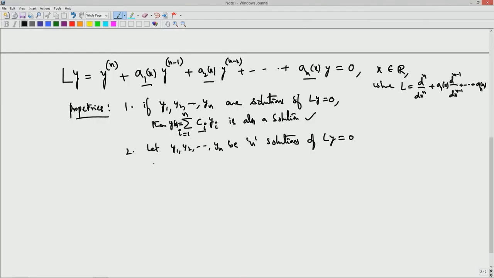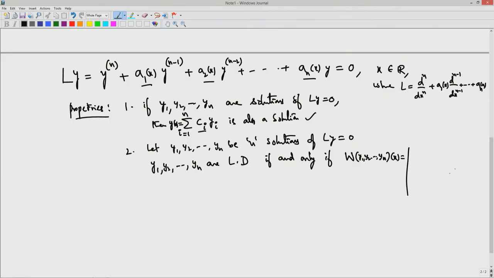So when do you say that they are linearly independent? y1, y2, ..., yn are linearly dependent. I'll write the equivalent form. So linearly dependent if and only if the Wronskian, I will define the Wronskian of y1, y2, ..., yn of x.